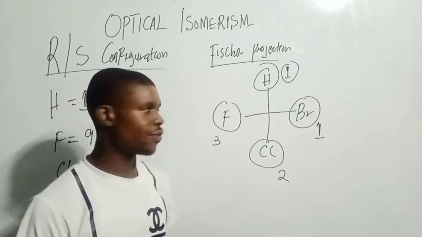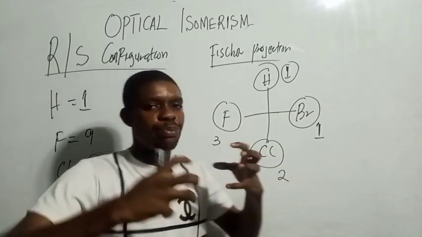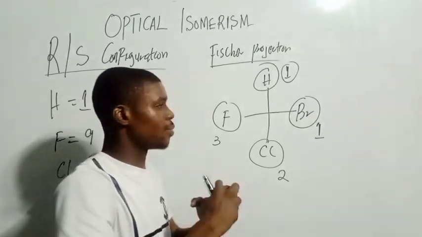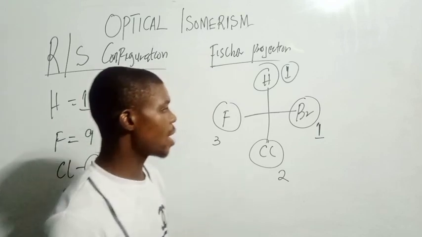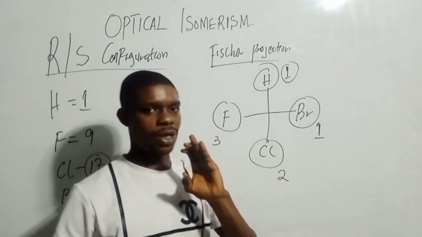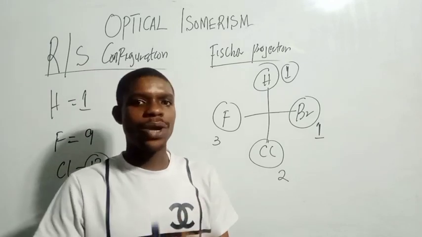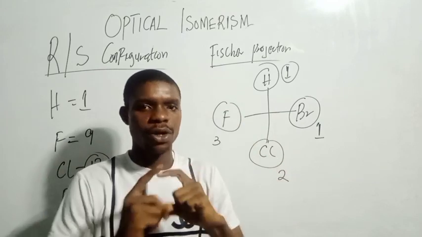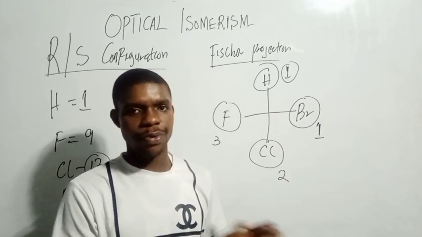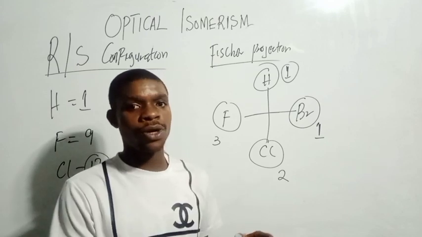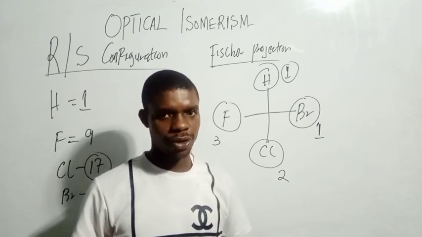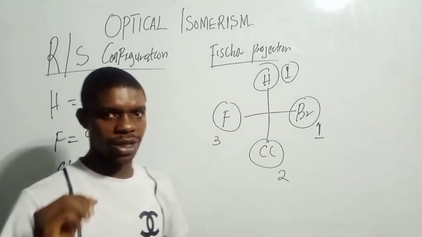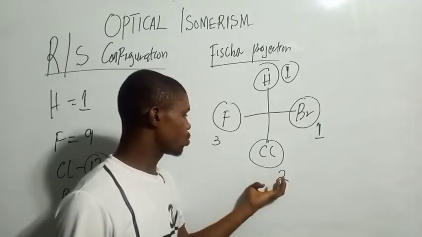So the first thing you want to do when assigning R and S configuration, therefore, is rank the atoms bonded to the asymmetric center, or chiral center, or chiral carbon, in order of their priority. So here we have 1, 2, 3, 4. I have done a complete video where I explain the priority step by step. We have about 5 of them. I won't be going into that in this video because I've done a complete video on that. I will recommend you check out that video. I will leave the link in the description below, or use our pin at the comment section. It's very important to check out that video. So here we have 1, 2, 3, 4.